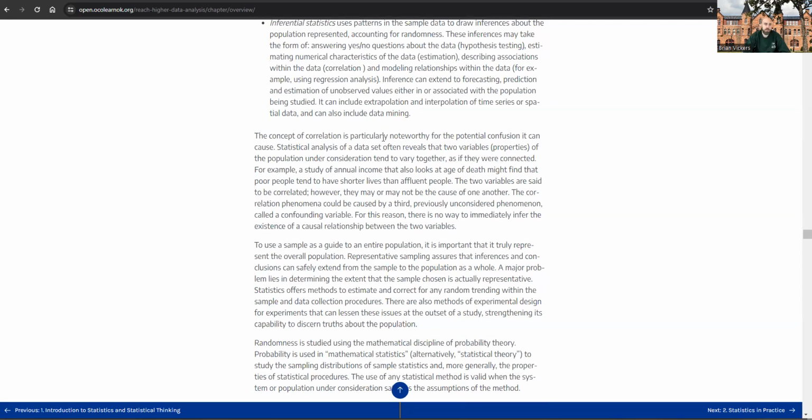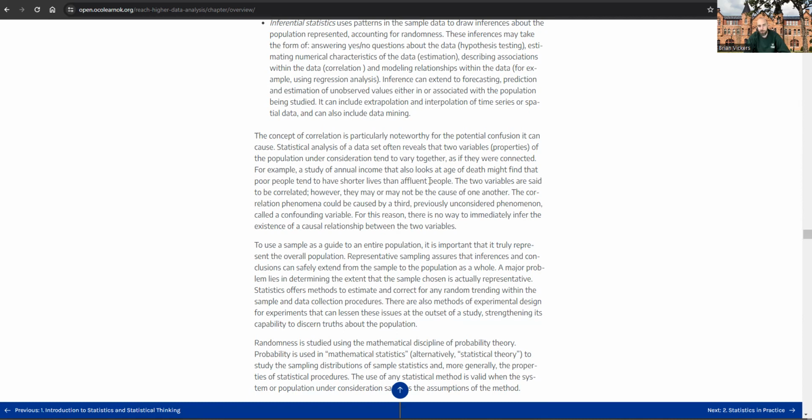Correlation, the idea of correlation is that one thing is related to the other. Here's an example: annual income shows that poor people have shorter lives than affluent people, right? So your income could have a correlation with the age that you live to. Correlation, there is something there, but it's not necessarily the cause. Being poor isn't the cause of death. Being rich isn't the cause of living a long life.